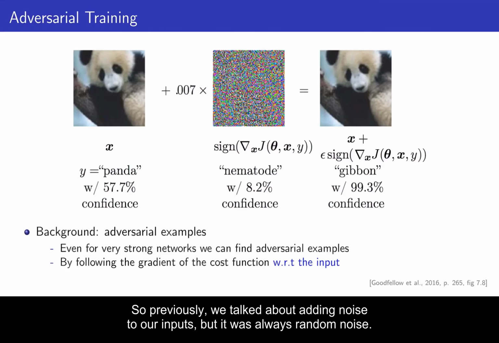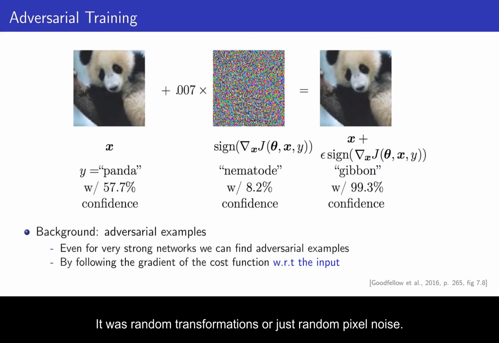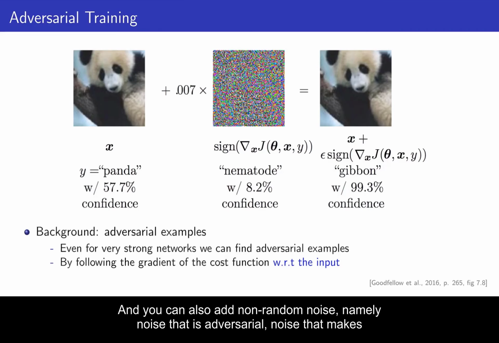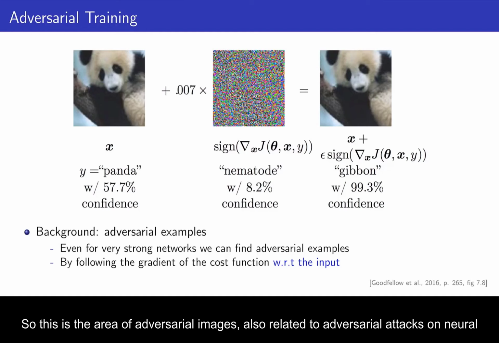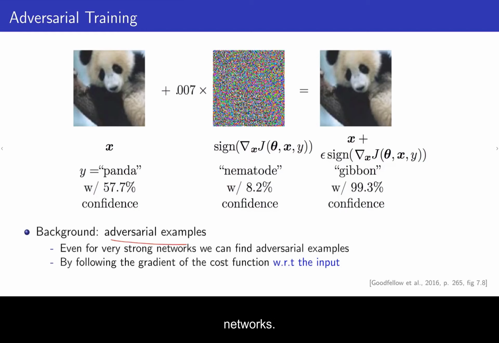Previously we talked about adding noise to our inputs, but it was always random noise. It was random transformations or just random pixel noise. You can also add non-random noise, namely noise that is adversarial, noise that makes the input image look like a different class to your neural network. So this is the area of adversarial images, also related to adversarial attacks on neural networks. And these go as follows.